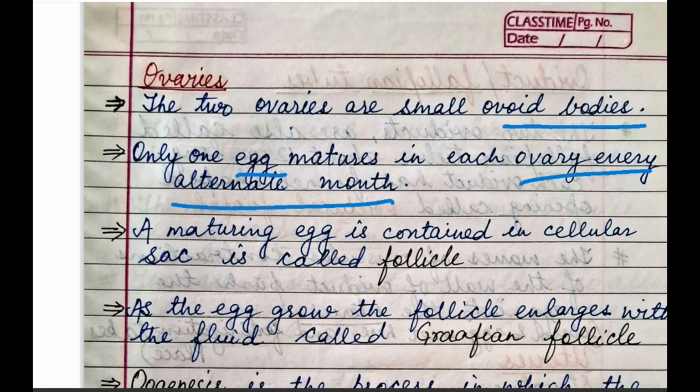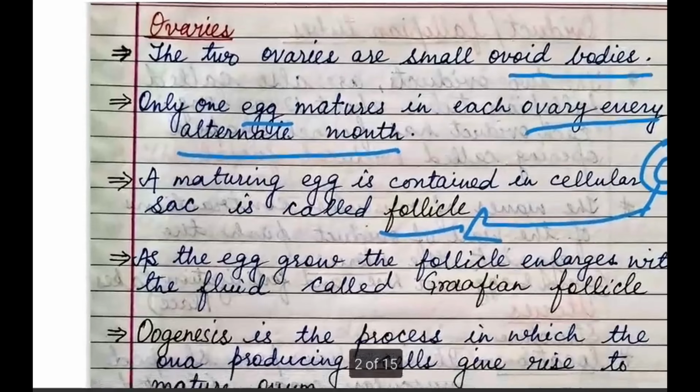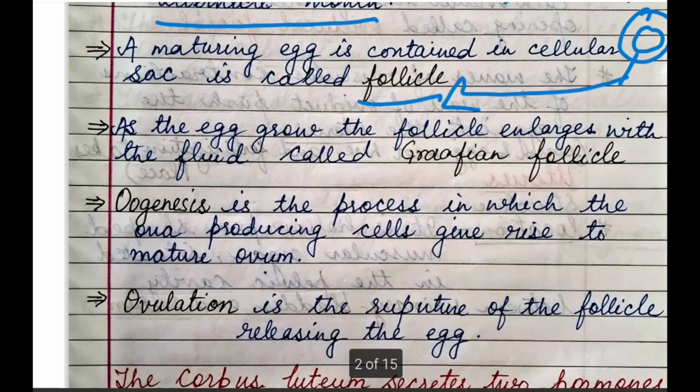All right, so the next is a mature egg is contained in a cellular sac. It is in a sac like structure which is called a follicle. As the egg inside this follicle grows, the follicle enlarges with fluid and is called the Graafian follicle. Here again a one word question can also come from this.